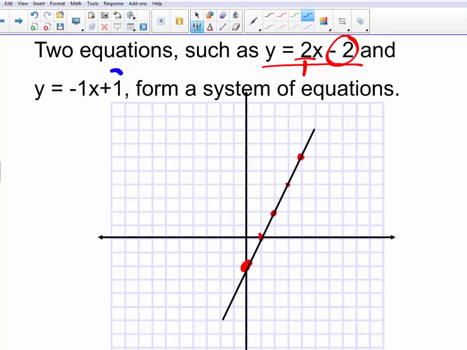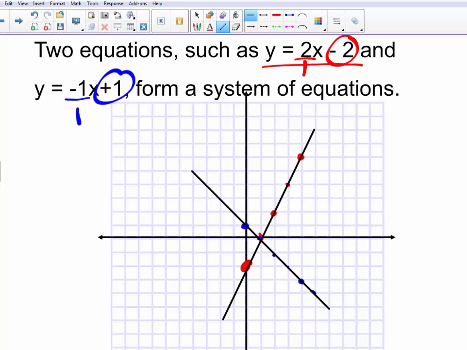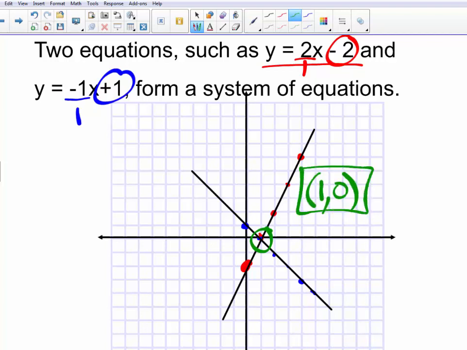Okay, for the other graph, positive 1 is your y-intercept. So starting at 1, slope is negative 1 over 1, down 1 over 1, down 1 over 1. Okay, and that's the negative line going through those points. Then what becomes your solution is the point of intersection. That point there, which is (1, 0). So this becomes your solution.